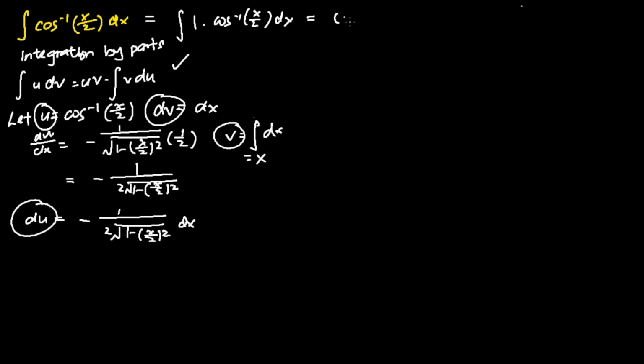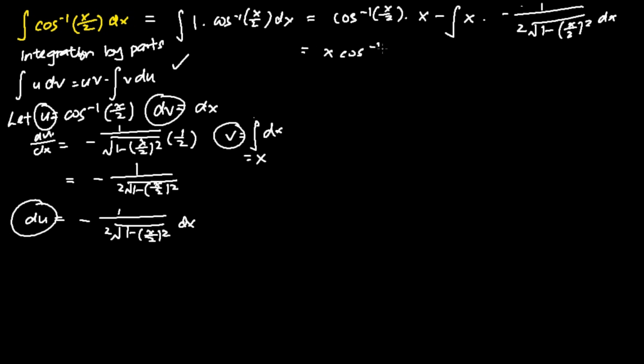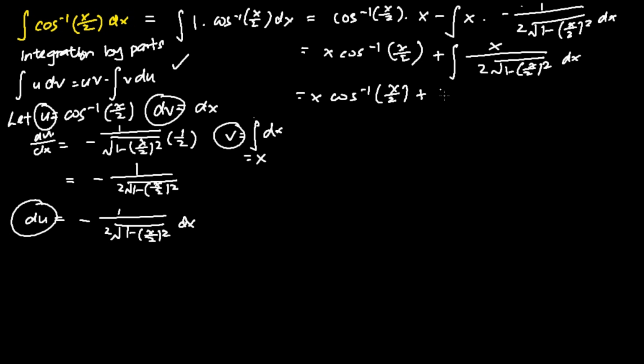My u is cosine inverse x over 2, my v is x, subtracting away the integral of v, which is x, and my du is the negative of 1 over 2 square root of 1 minus (x over 2) squared dx. The following step I would do is simplify the integral term. I get the following: the integral of x over 2 square root of 1 minus (x over 2) squared dx. And the next step I'm going to do is further transform the integral term into something like this.